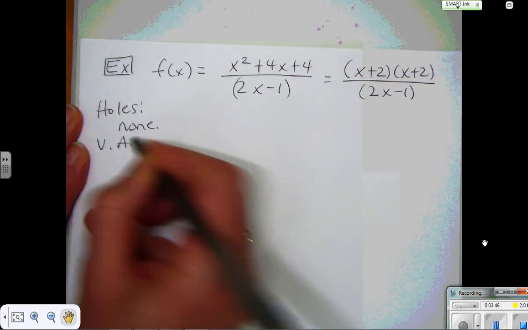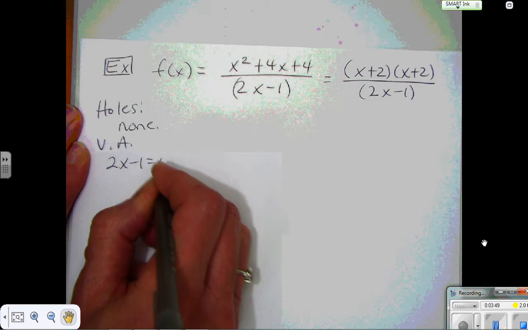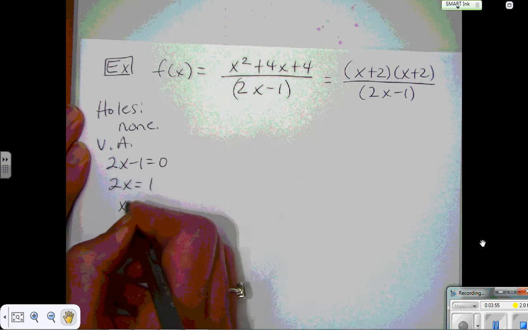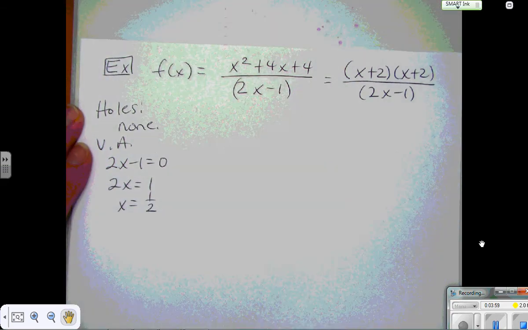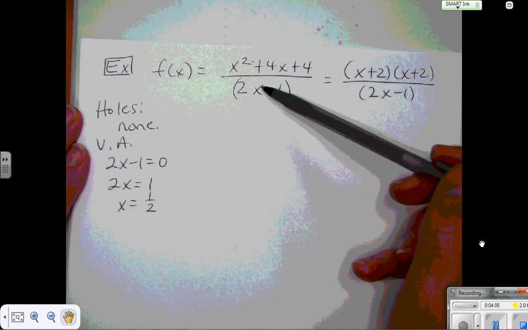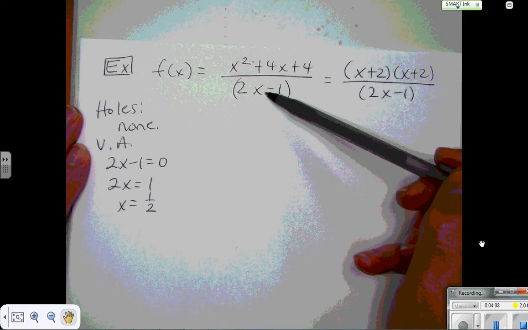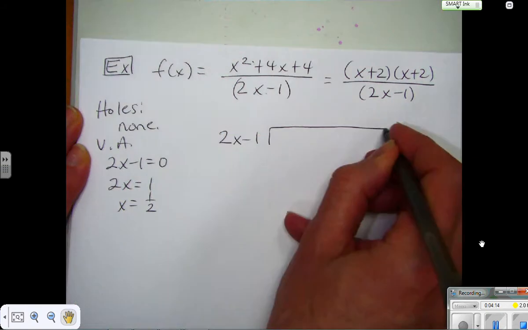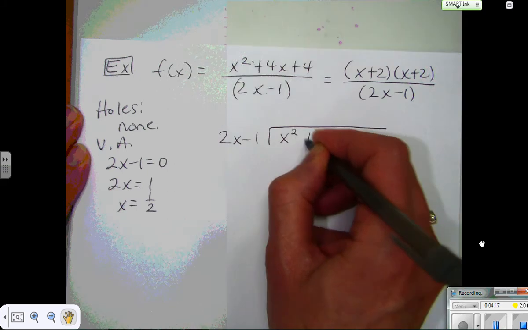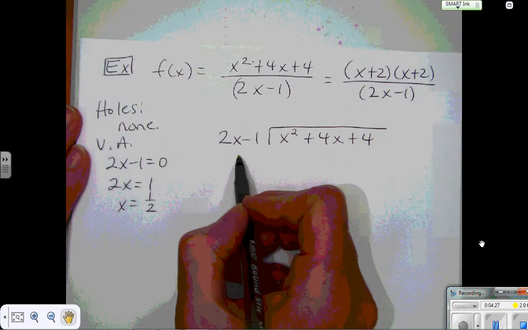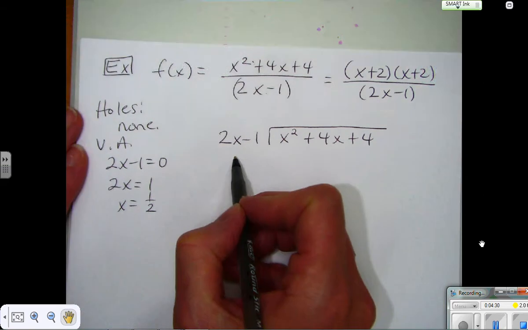Now the vertical asymptote, I'm going to take the denominator, set it equal to 0, solve for x. So I will have a vertical asymptote where x equals 1/2. Also, the numerator degree is 1 more than the denominator degree. So I'm going to have an oblique or slant asymptote. So I'm going to take the denominator and divide into the numerator, and that's going to tell me what the slant asymptote is. You could use synthetic division on this if you want to. I'm just going to use long division.